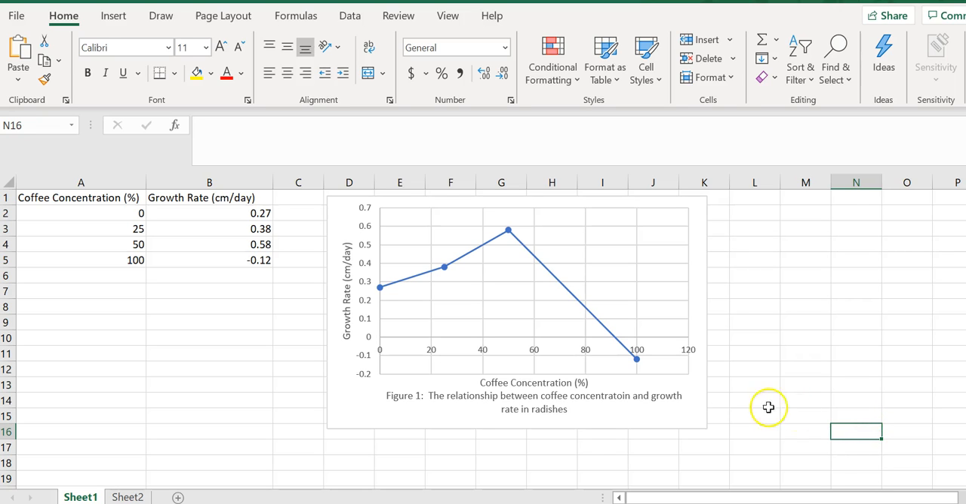This has everything I need. It has my units of measurement on my x-axis, and it also has a nice figure caption.